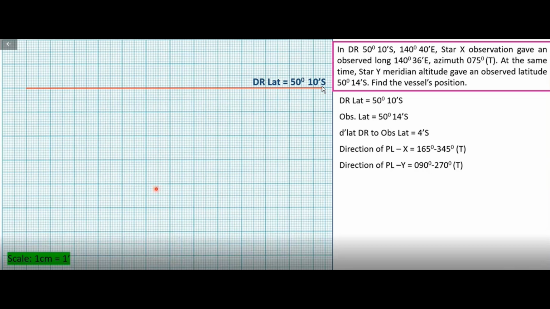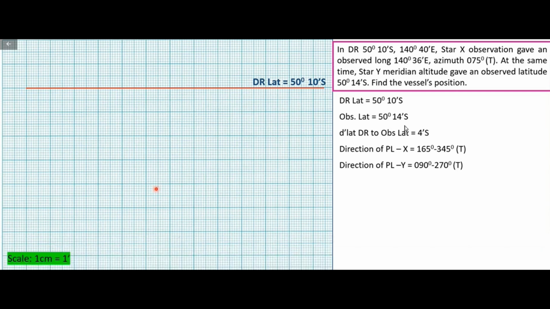Once we have the DR latitude, we can now plot the observed latitude also. Observed latitude is 50 degrees 14 minutes south. So if we come 4 minutes south of this, that is the location where the observed latitude will be. So let us plot the observed lat now. The observed lat has to be 4 minutes south of the DR. So we go 4 minutes south, D lat 4 minutes south, and we draw the observed parallel of latitude out here.